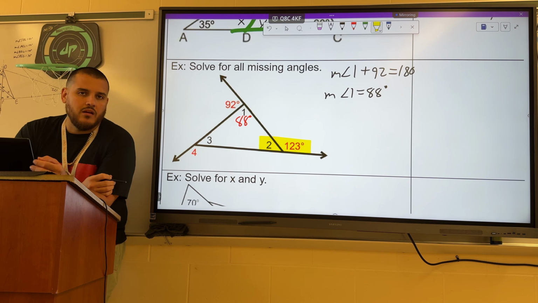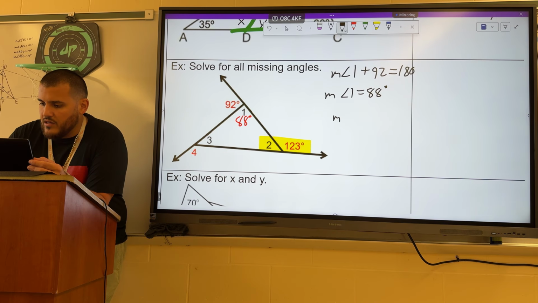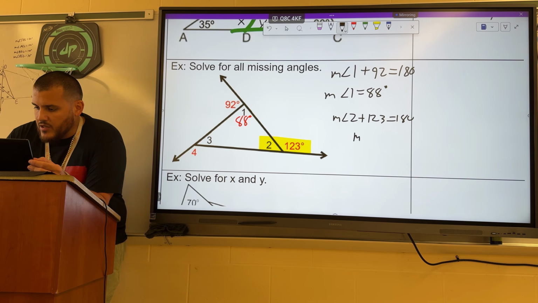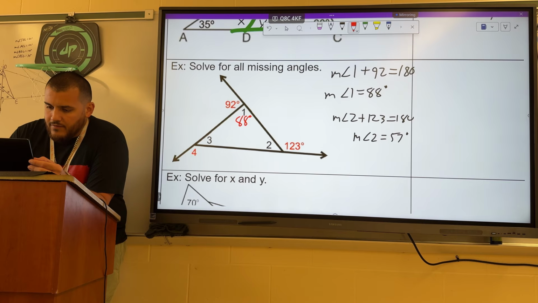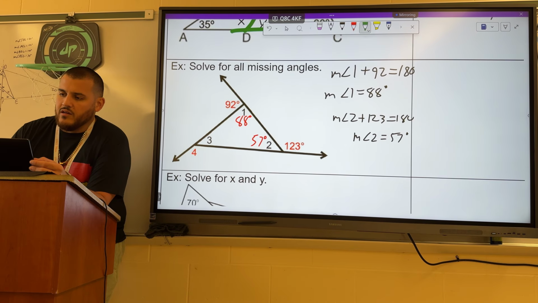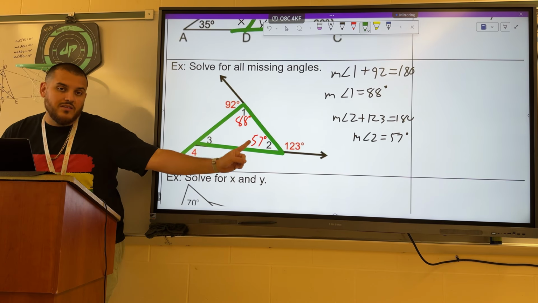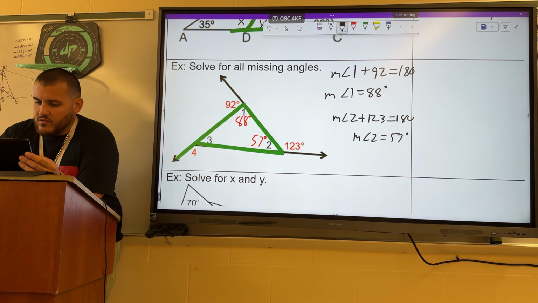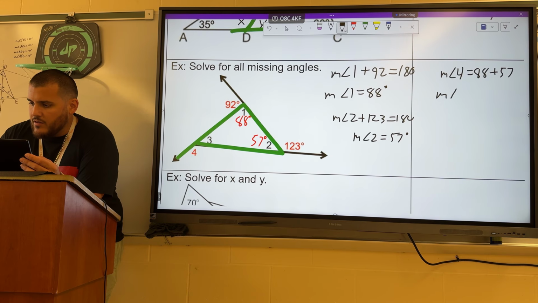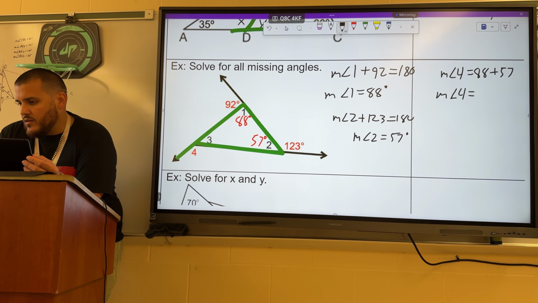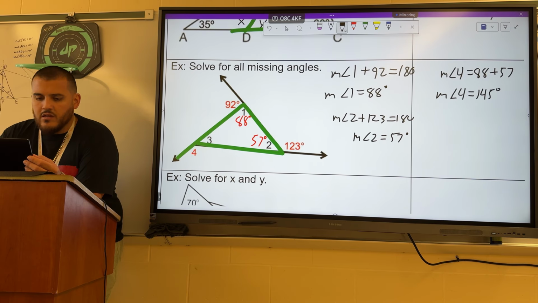We have another linear pair right here. Angle 2 and 123 degrees are a linear pair. They have to add up to 180, and appropriate algebra here would give me 57 degrees for angle 2, right? 57 degrees. I'm going to do a quick exterior angle theorem here just because we've been learning it. If we're looking at this, 4 is the exterior angle. Those are the non-adjacent interior angles. So we know the measure of angle 4 will equal the sum of those angles furthest away, the 88 and the 57. If we add those together, we're going to get, let's see, 145 degrees for the measure of angle 4.